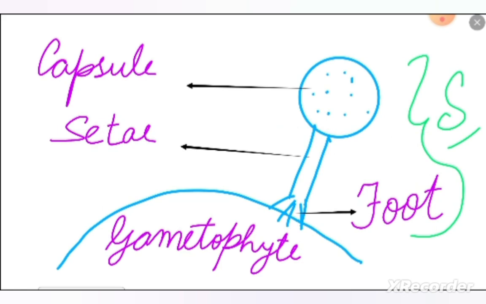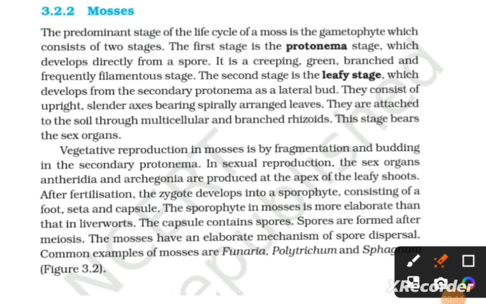Capsule contains diploid spore mother cells which will undergo meiosis to form spores. So basically it is full of spores. Okay, so once again I'll repeat, this foot is used to join the sporophyte and gametophyte together. This seta is used to raise the level of the spores which are present in the capsule. So now let's see mosses. So basically it's just the same as liverworts, just some minute differences are there.